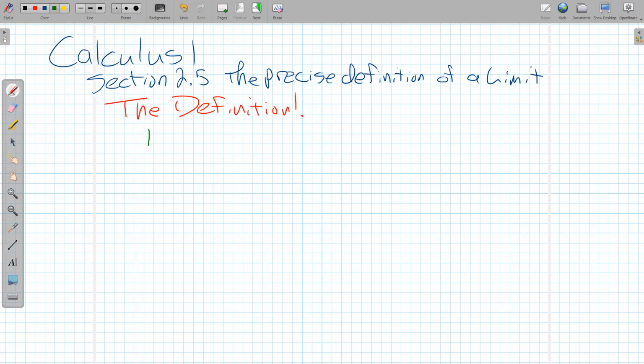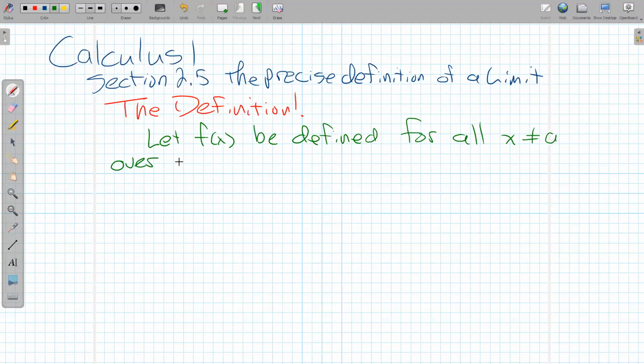So we're going to let f of x be defined for all x, but maybe not a, because the limit is as we approach, but don't get there. For all x, but not a, over an interval containing a. I'll draw a picture of what all this means in a sec.